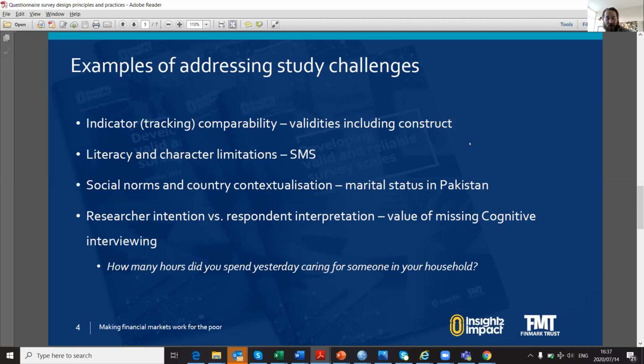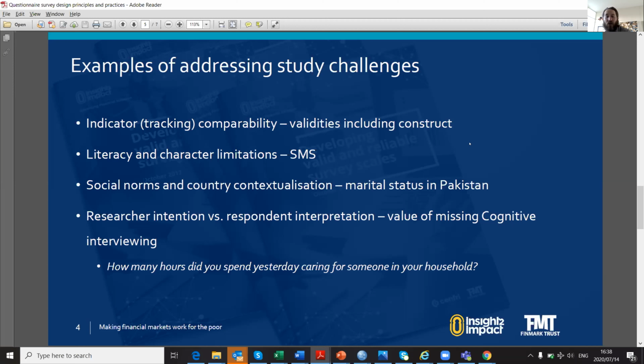So we're doing a COVID tracker at the moment. One of the questions we're interested in is care work, because obviously we're interested in gender differences as well as how the different levels of lockdown have affected care work in people's houses. So we asked a question like, how many hours did you spend yesterday caring for someone in your household? A lot of people are responding 24 hours.